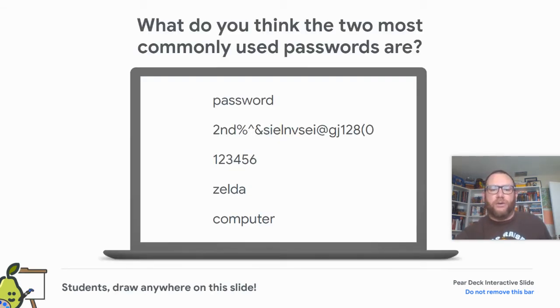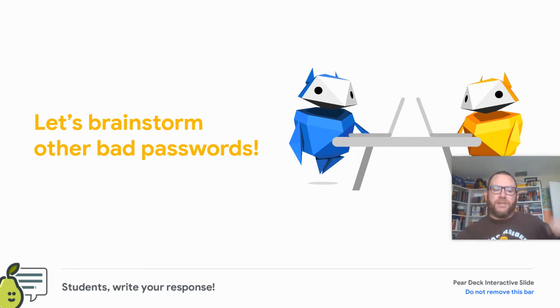So yeah, look at these. Which 2 are the most common? 1, 2, 3, 4, 5, 6, and the password. Which one of these is the most complex? Definitely that second one, right? But good luck remembering that. There's no way I would remember that one. Can you think of anything else that would be bad passwords? If it's too easy to guess, right, or figure out about you, it's not a good password. If it's something that everybody would use as a password, it's not a good password, right?